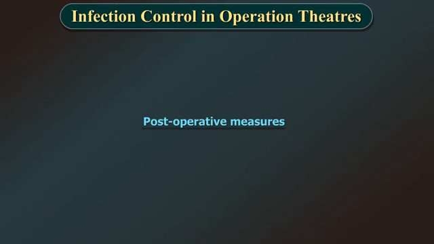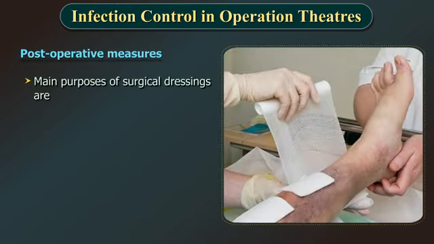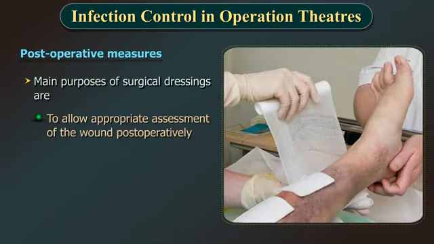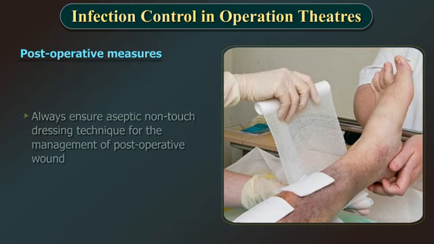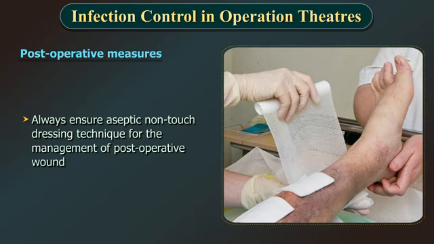Post-operative measures. The main purposes of surgical dressings are to allow appropriate assessment of the wound post-operatively, to absorb exudates, to ease pain, and to provide protection for newly forming tissues. Always ensure aseptic, non-touch dressing technique for the management of the post-operative wound.